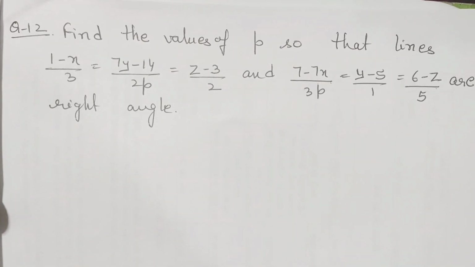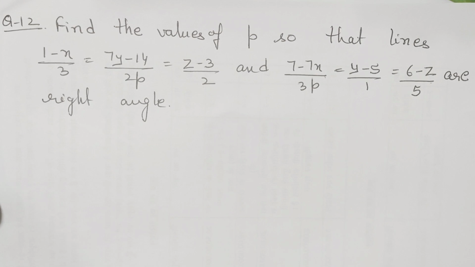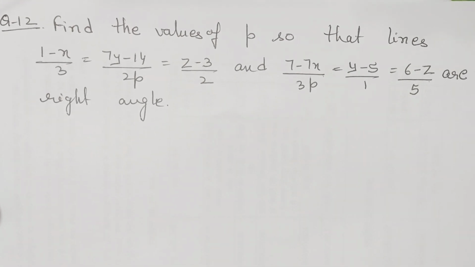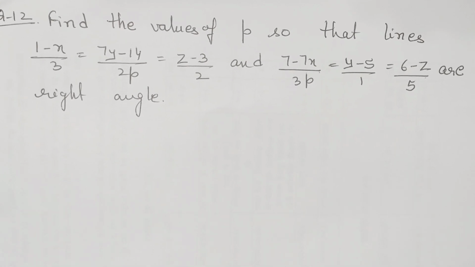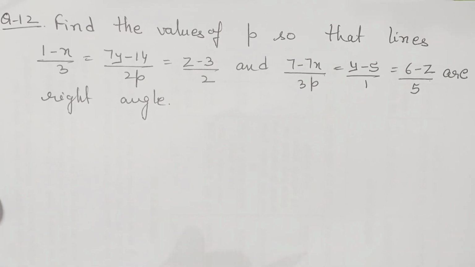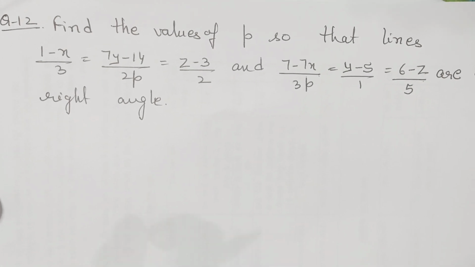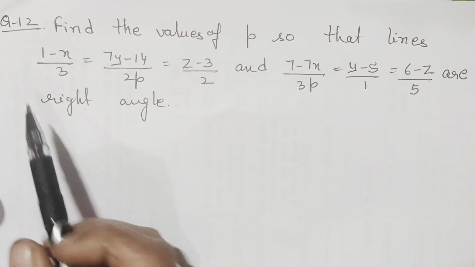Now after that, in the exercise we have two different questions: find the angle between the two equations which are given in vector and in Cartesian form. We have made a separate video regarding that, and I provided the link in the description box. But now I am going to explain the next question, question number 12.